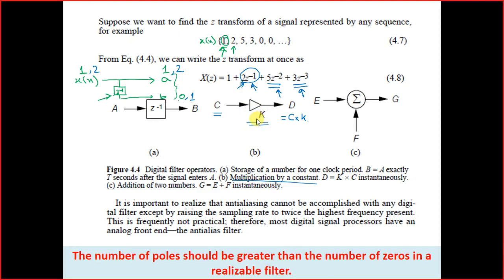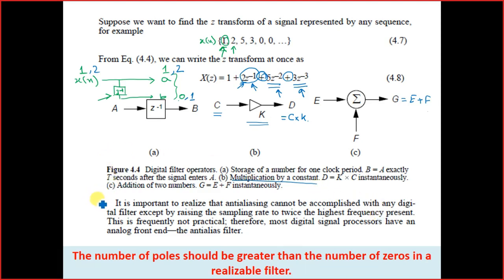Lastly, if you see in this equation we have addition. So the last operator is an adder. You have input E, you have input F, you get output G, which is equal to E plus F. So this is how it proceeds.